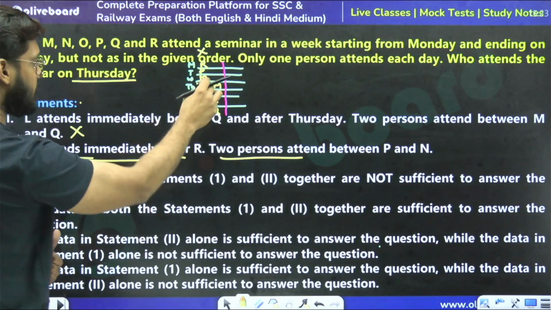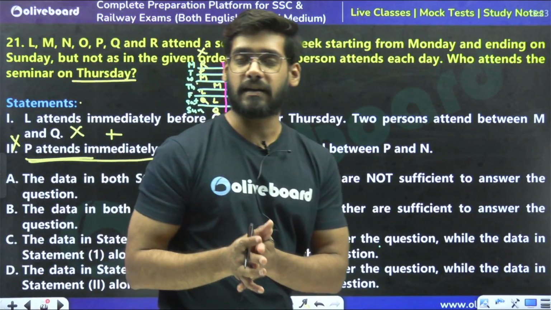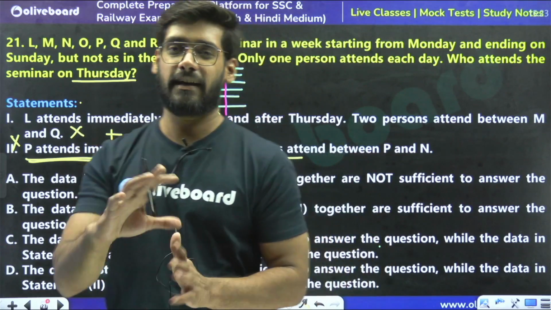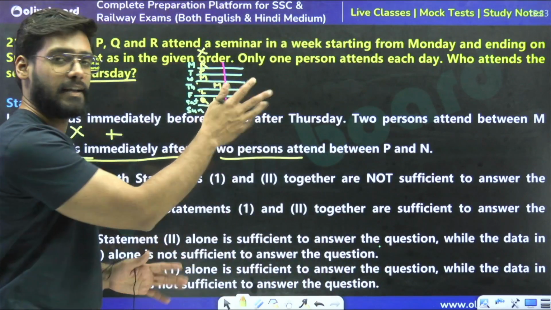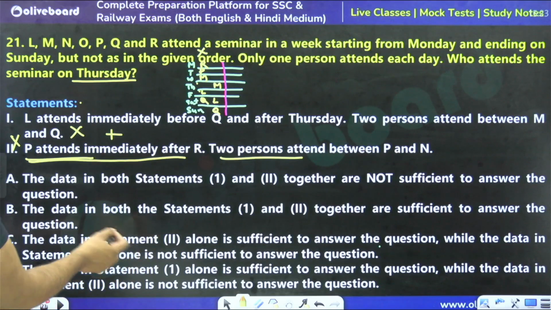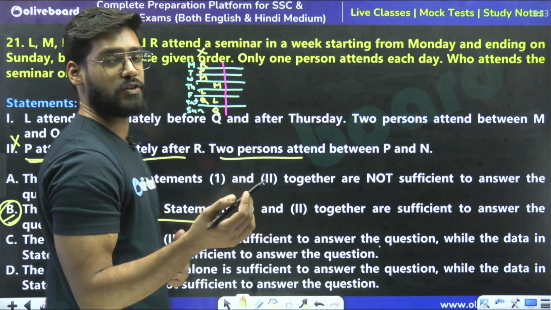And how did we get that M is coming on Thursday? With the help of both the statements. By combining both statements, we got the answer. There is no need to fix M, P and N, because we are getting the answer on Thursday. So with both statements together, option number B: the data in both statement 1 and 2 together are sufficient to answer the question.